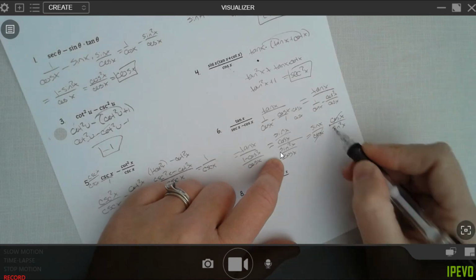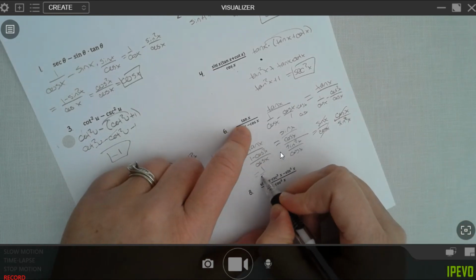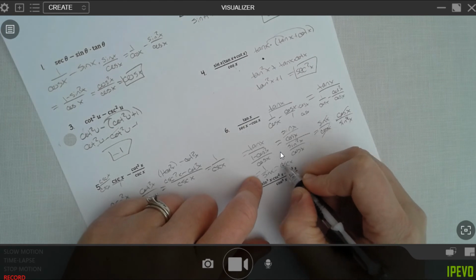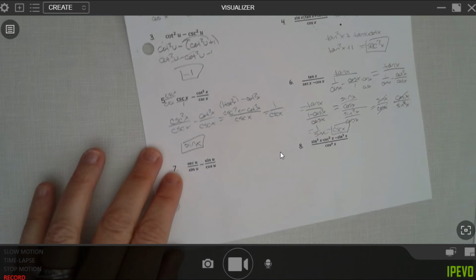So this and this will cancel, and one of these will cancel with me. So I'm left with 1 over sine x. The reciprocal of sine x is cosecant of x. We never want to leave a fraction if we don't have to, so that's why we flip it back up to cosecant.